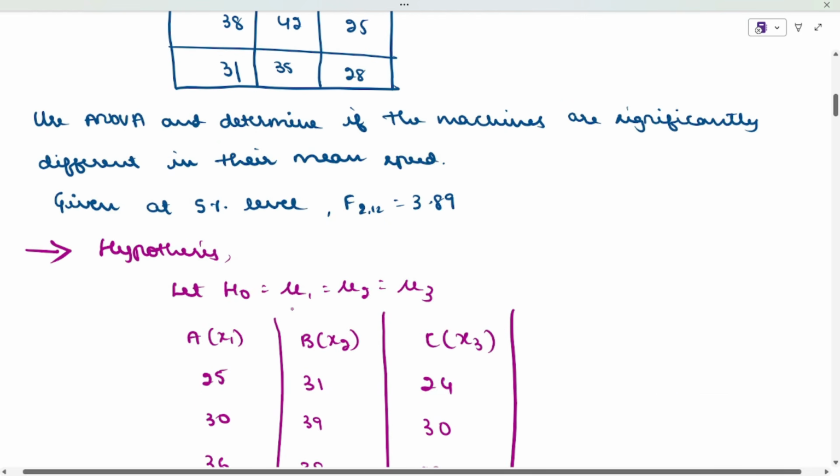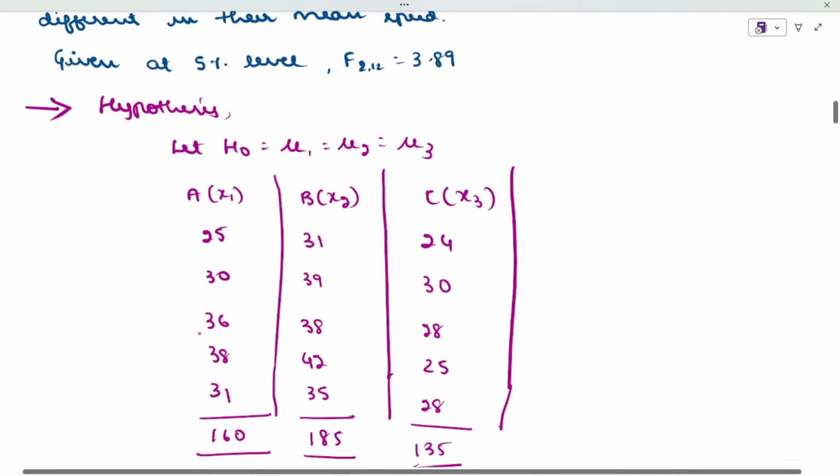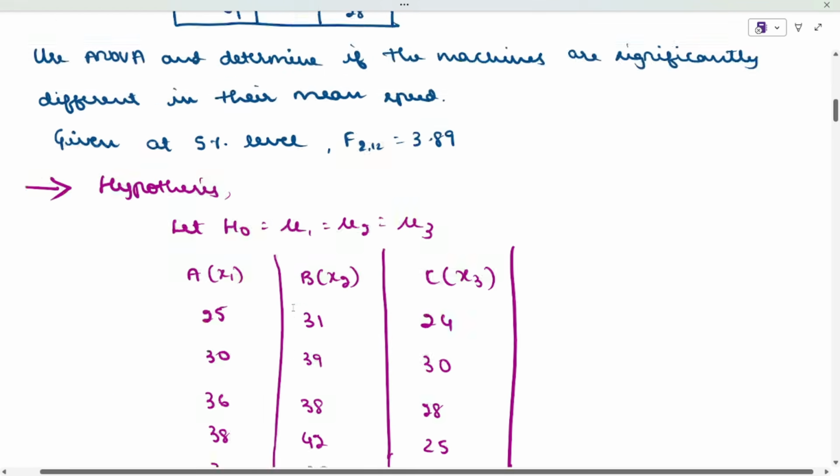Now you have to use ANOVA and determine if the machines are significantly different in their mean speed at the 5% level, and they have given the value of F(2,12) = 3.89. First you have to assume a hypothesis, that is the null hypothesis: mu1 = mu2 = mu3. Now first you need to write the table which they have given.